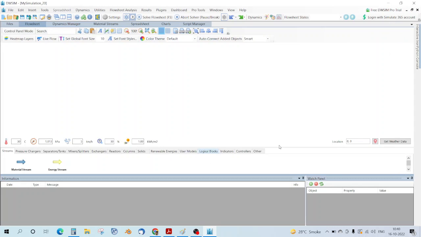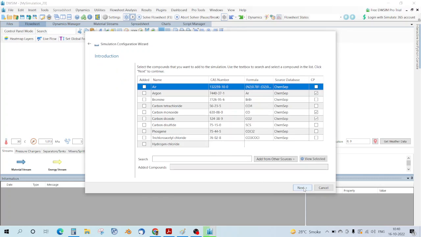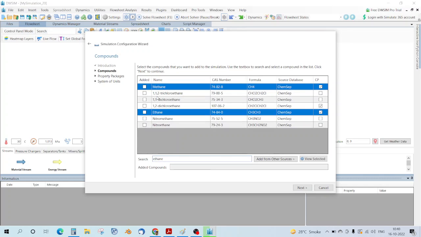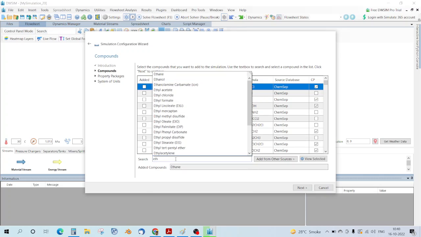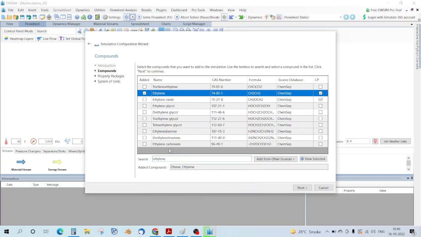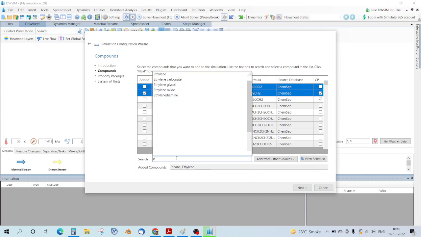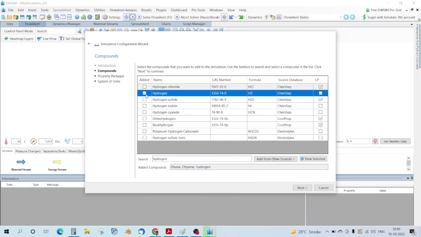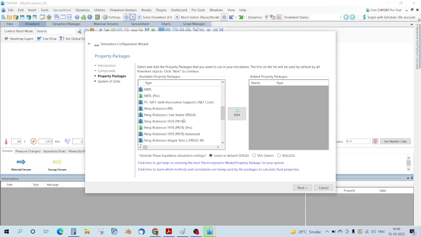Next we need to take ethane, give me ethane, this one, give me ethylene, this one, and give me hydrogen. Where is it? Yes, this one. So we have these three components, quite simple. I will take Raoult's law only, the ideal one.